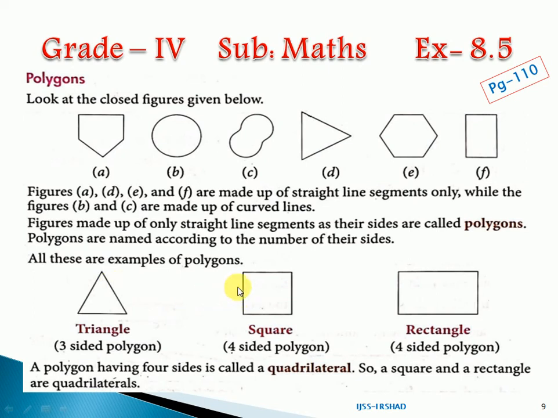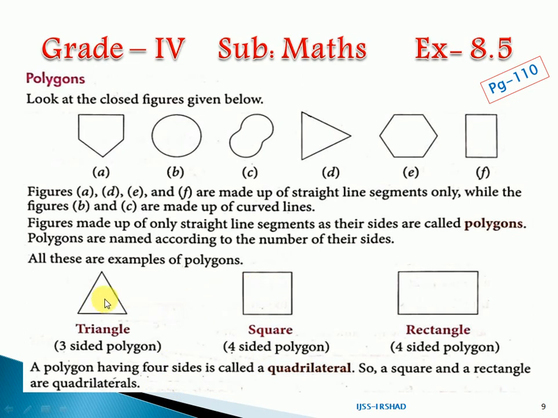And a polygon made up of 4 sides is known as a quadrilateral. Polygons made up of 5 sides are known as pentagons. Here you can see. And so on, like pentagon, hexagon, heptagon, octagon, nonagon, decagon. Those are not in your portion. Hopefully in grade 5 you will learn all those figures.